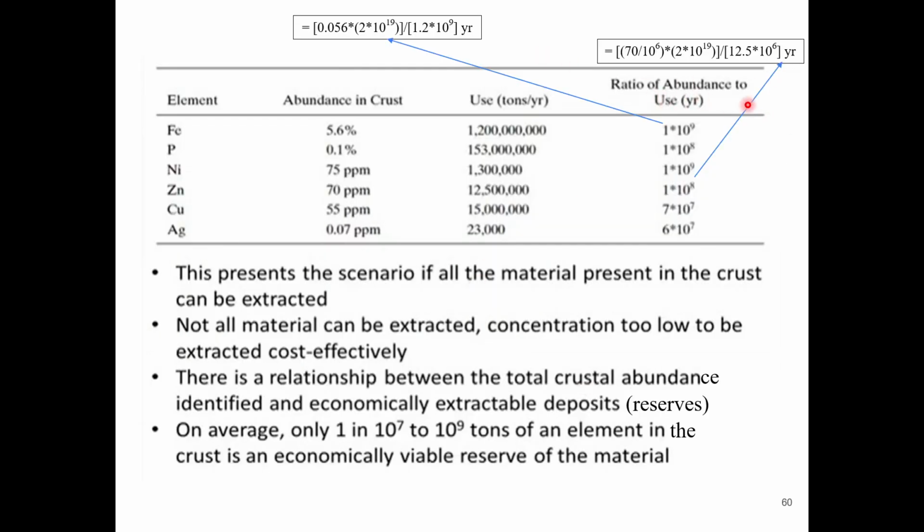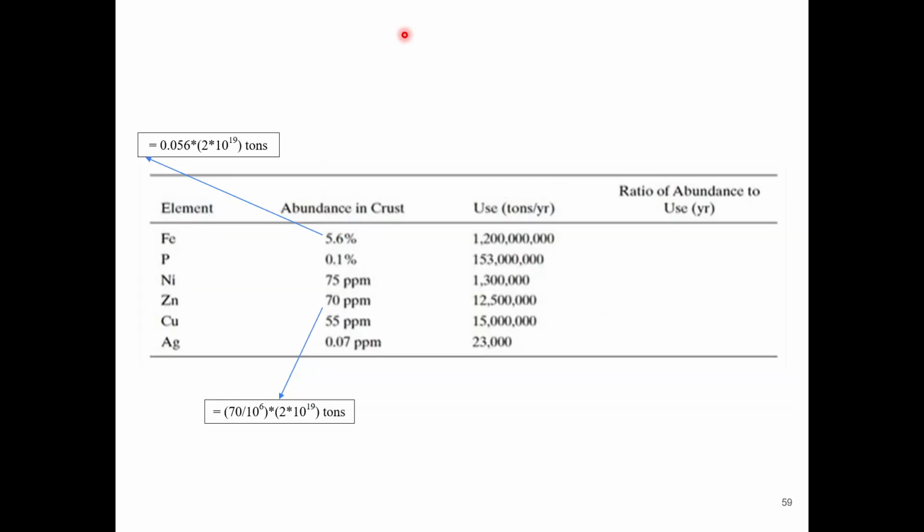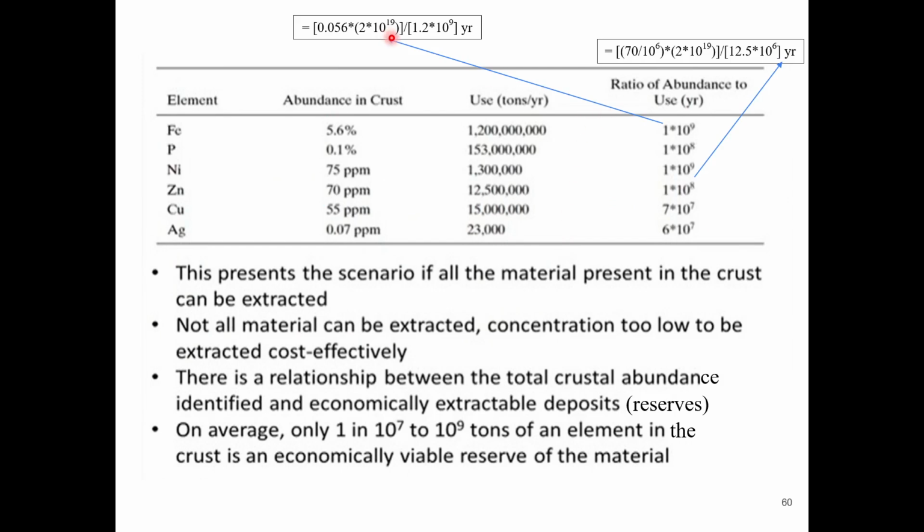If you calculate the ratio of abundance, how to calculate? We just need to divide this value, for example 5.6 is 0.056 into 2 into 10 to the power 19, by this value. So we will get the year, the ratio of abundance to use. If you see here, we have divided by 1.2 into 10 to the power 9. Here we divided by 12.5 into 10 to the power 6. So we'll get these values: 1 into 10 to the power 9, 10 to the power 8, 10 to the power 9. So similarly 877.